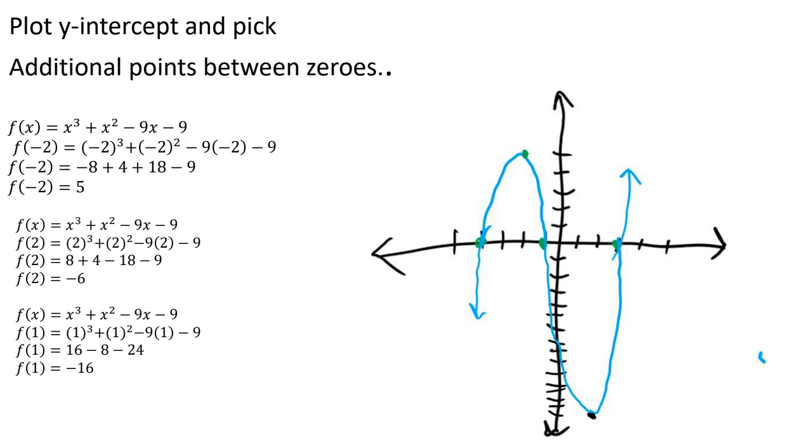You use all these methods to graph a polynomial. Find the zeros, know its end behavior, and sometimes it'll require us to plot a few additional points. Okay.